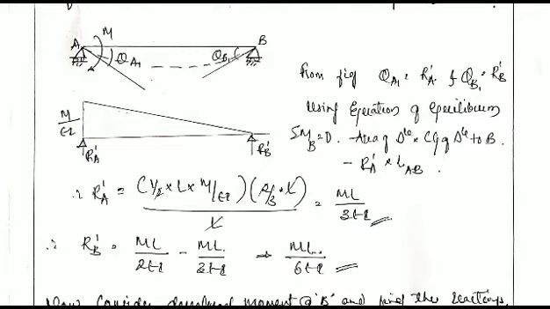So the reaction at A point will be RA dash equals the area of the triangle. What we have got is half base times height, that is ML by 2EI, multiplied by the CG towards the B point, which is nothing but 2/3 of the span, that is L here. So the 2 gets cancelled, and L cancels with L, left with ML by 3EI. So the reaction at A will be nothing but ML by 3EI.